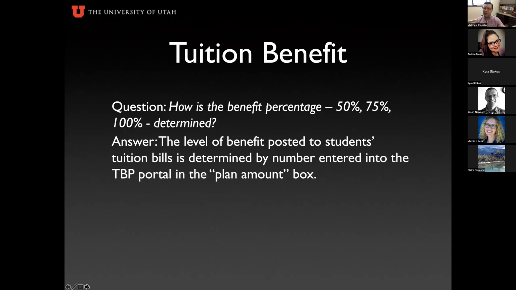We determine the level of benefit based on what you enter in the plan amount. So if a student is earning as the TA $9,000 in wages, you put $9,000 in that plan amount box. That is enough for 100% tuition benefit, and our system knows to post tuition benefits of that level rather than 75% or 50%. So this is why it's very important to accurately project, as best as you're able to, how much a student will earn. We, of course, do understand that students leave their jobs early or what have you.